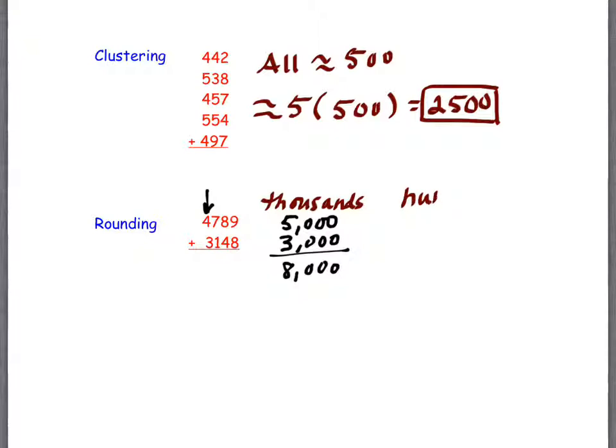Let's try hundreds place just so that we can show that that's not the only option. What if you rounded 4,789 to the hundreds place? 4,800. How about 3,148? 3,100. And if you add them up, what do you get? 7,900. Are those fairly close estimates to one another at least? Yeah, you're pretty close.